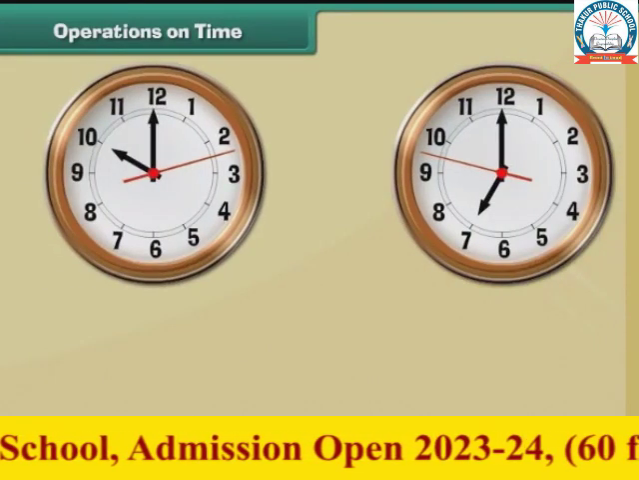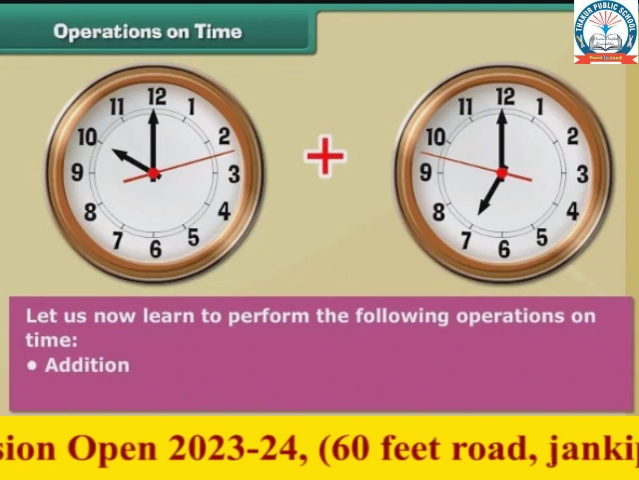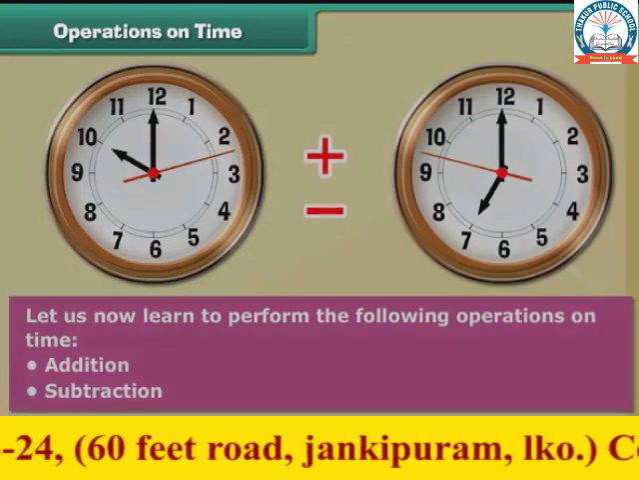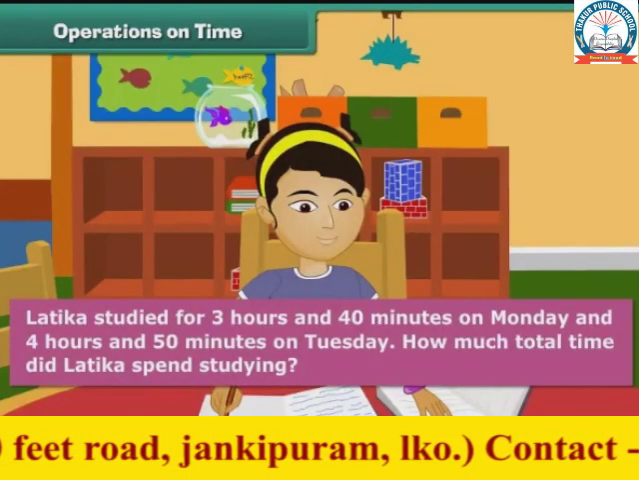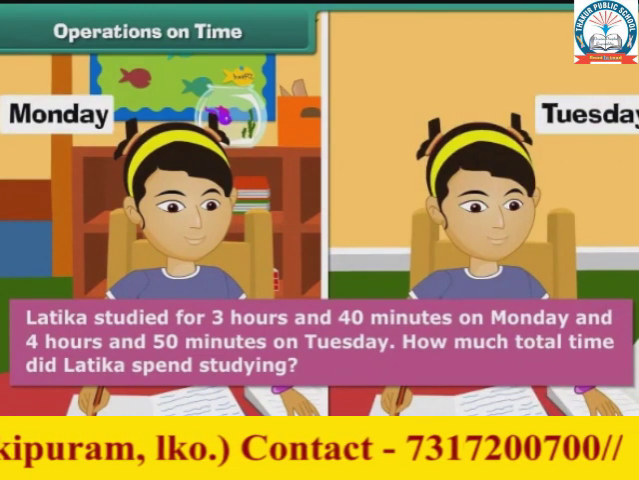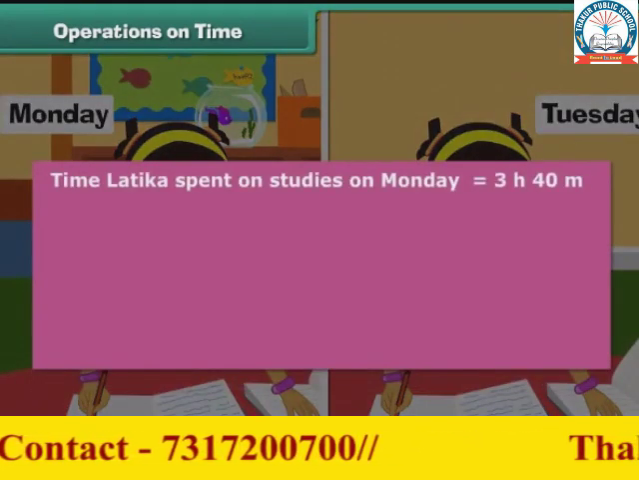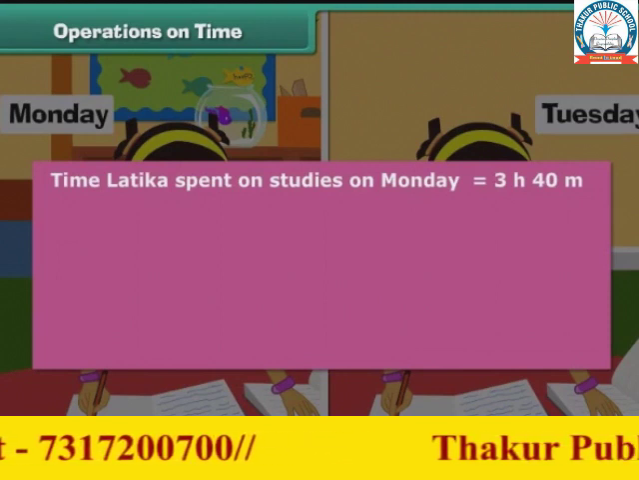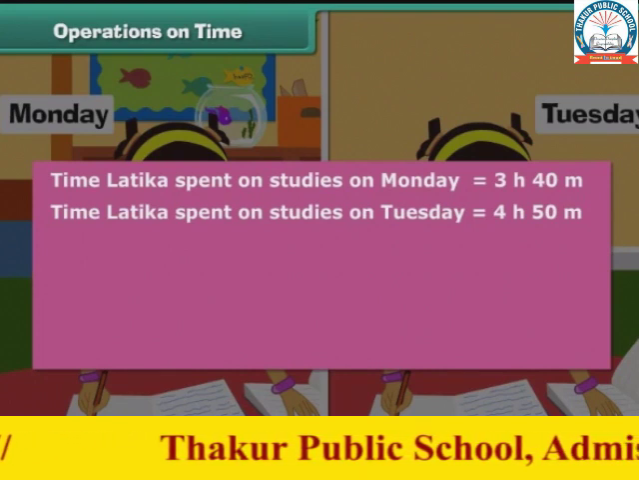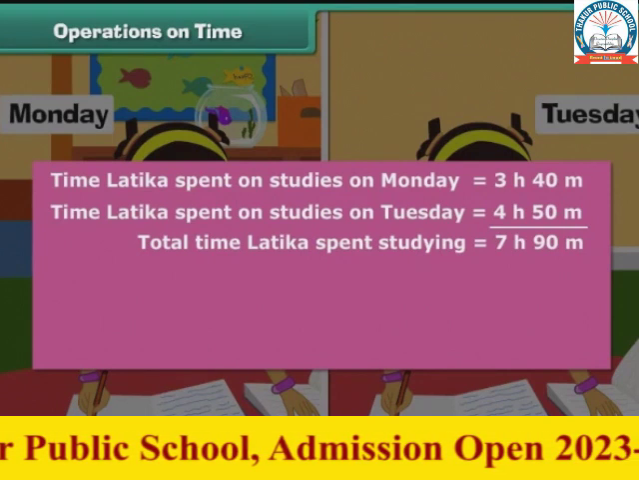Operations on time. Let us now learn to perform the following operations on time: addition and subtraction. Addition. Let us understand how to add 2 times. Latika studied for 3 hours and 40 minutes on Monday and 4 hours and 50 minutes on Tuesday. How much total time did Latika spend studying? Time Latika spent on studies on Monday is equal to 3 hours 40 minutes. Time Latika spent on studies on Tuesday is equal to 4 hours 50 minutes. Total time Latika spent studying is equal to 7 hours 90 minutes.